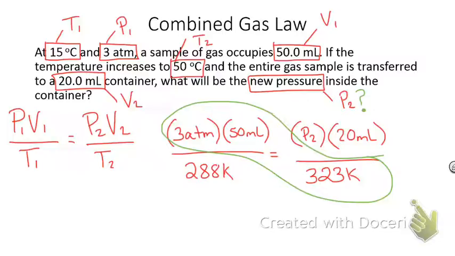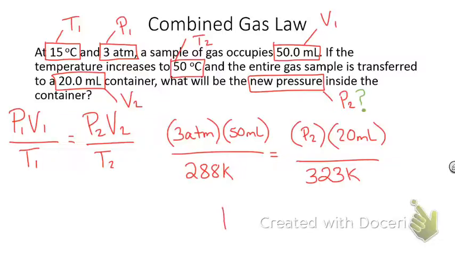So punch in your calculator 3 times 50 times 323. And you're going to divide by the remaining 2 numbers. So I'll put a little division symbol by these remaining 2 numbers here. So after you multiply those 3, you're going to divide by 288, hit divide again, you're going to divide by 20, and you should get a final answer. P2 should be about 8.4, I'm not sure if I rounded there, atmospheres for your unit.